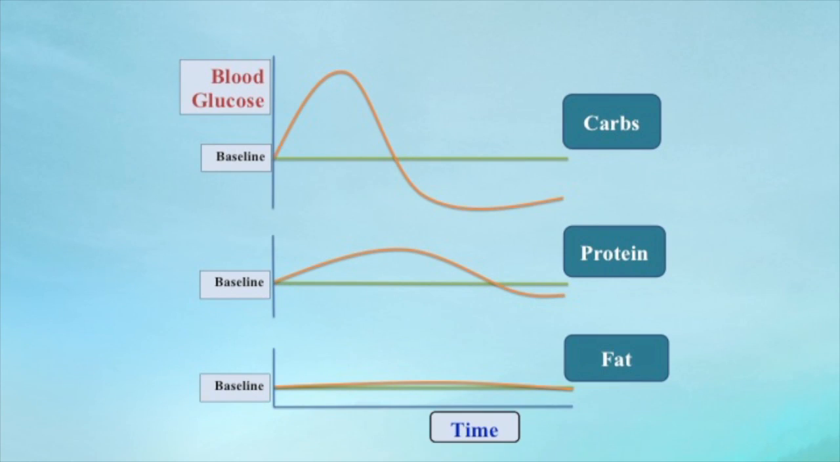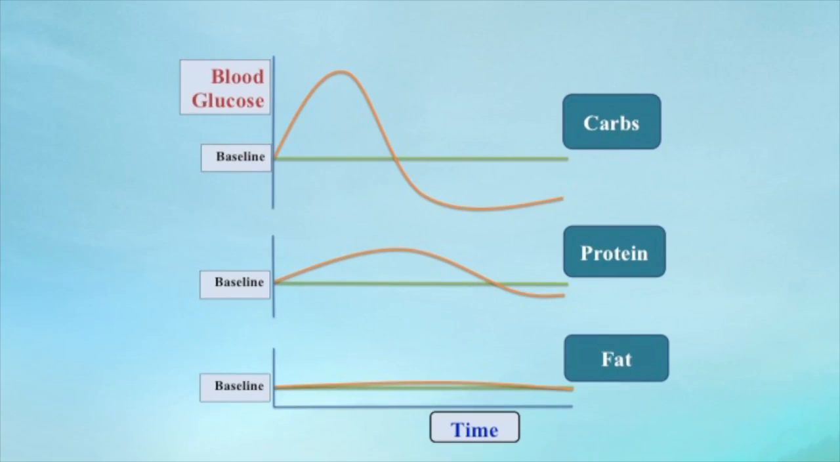But let's also look at what's happening to the blood sugar levels when we eat the various macronutrients. When we eat carbs, we have a dramatic increase in blood sugar. Insulin takes care of it, and it dives well below baseline. So we get hypoglycemic at that point.